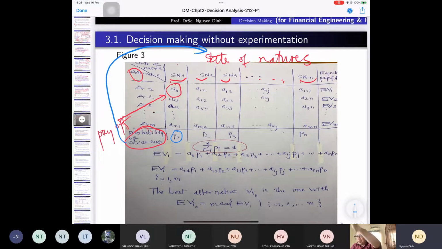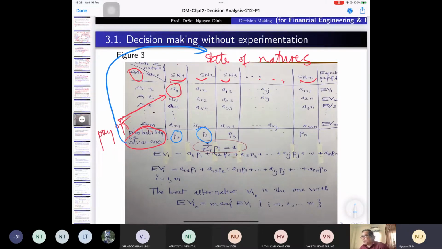The probability of occurrence of state of nature 2 is P2. In our case, we have 2 states of nature, bull or bear. One is 60%, another one is 40%. So the sum is 100%. And here you have n states of nature, Sn1, Sn2, Sn. The probability for each of them is P1, P2, Pn. And so the sum of them must be 1.